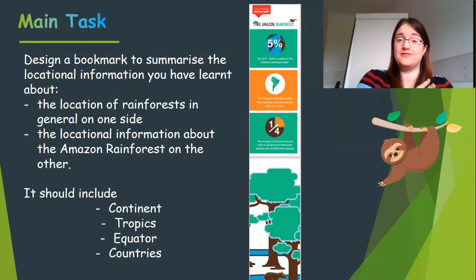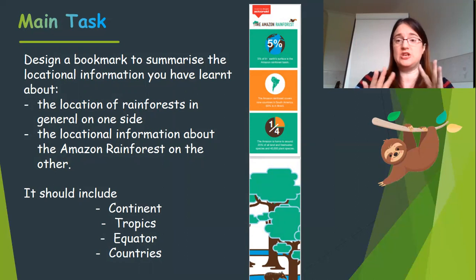And there are some key things that you have to include on your bookmark. So I want you to make sure that you have mentioned continents. So thinking about the continents where rainforests are in general, and what continent is the Amazon rainforest in when you go onto your other side. I want you to refer to those lines of the equator and the tropics of Cancer and Capricorn and why they're significant for rainforests. And then finally, on the Amazon rainforest side, I want you to make sure that you've talked about some of the countries that the Amazon rainforest is in. Right, that's the plan, okay?